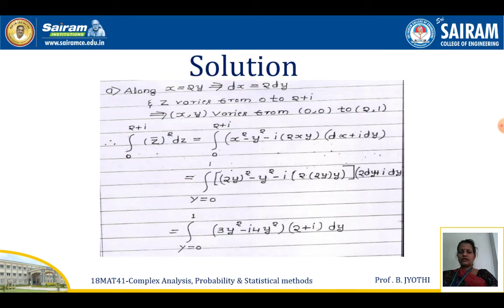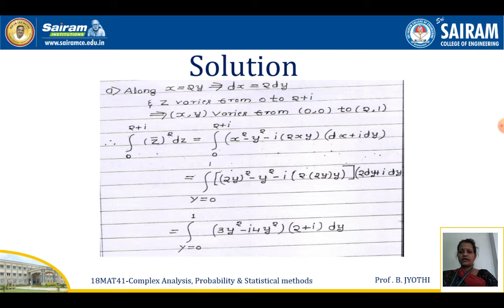Solution, along x is equals to 2y, we get dx is equals to 2 times dy, and z varies from 0 to 2 plus i. This implies x comma y varies from 0 comma 0 to 2 comma 1. How we are getting 2 comma 1 means it is 2 plus i, where 2 is the real part and 1 is the imaginary part.